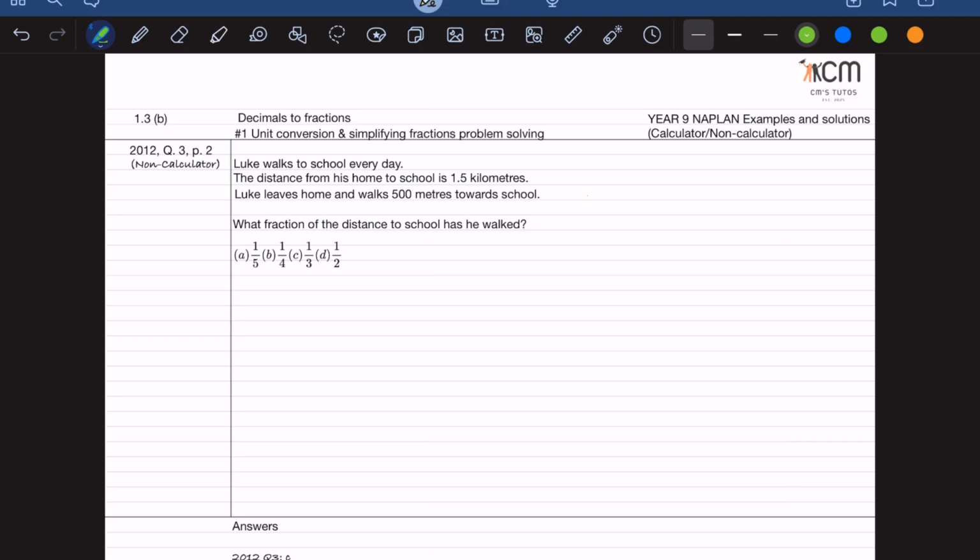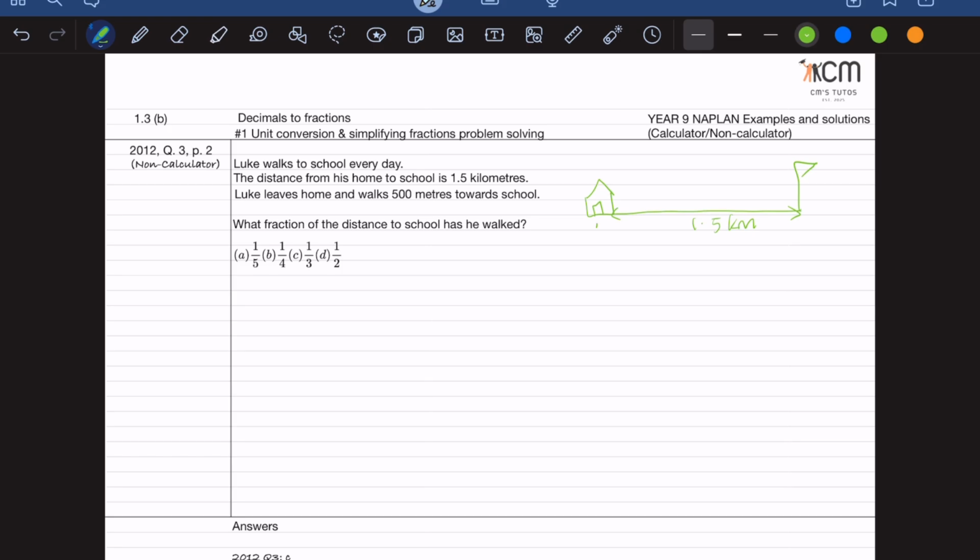I'm going to draw a little diagram here so you can visualize it. So imagine this will be his home and the distance to school. Let's imagine the school is a little flag.